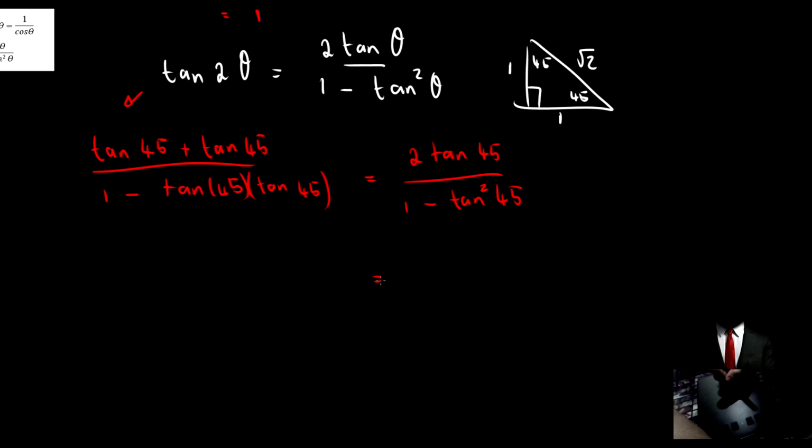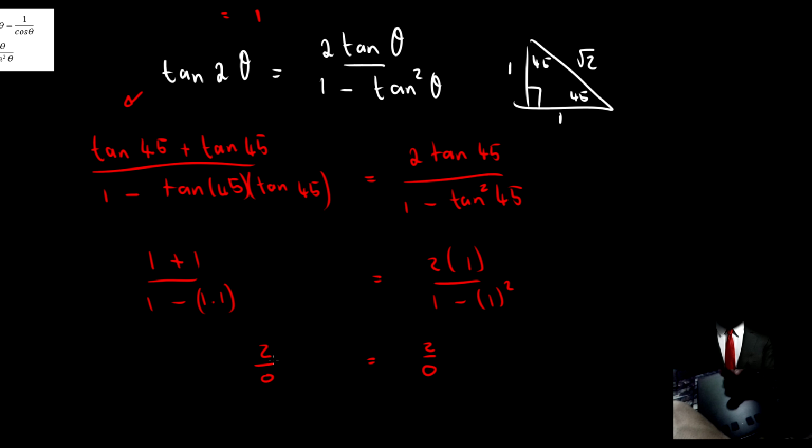Okay, let's substitute what we got. We know that the tan of 45 is 1 based on a special triangle. So we have 1 plus 1 over 1 minus 1 times 1. Maybe a little bit of a bad example, since this one's going to be undefined. Doesn't really matter. Okay, so look how identical they are. 2 over 0 and 2 over 0.